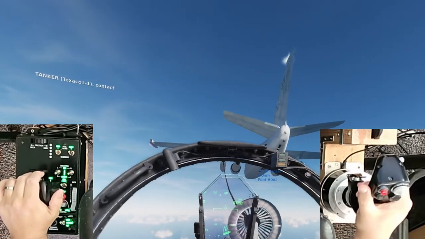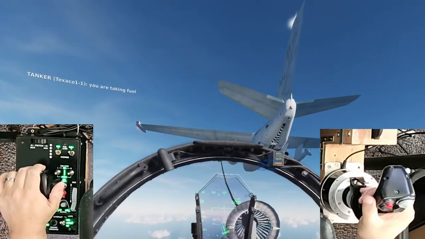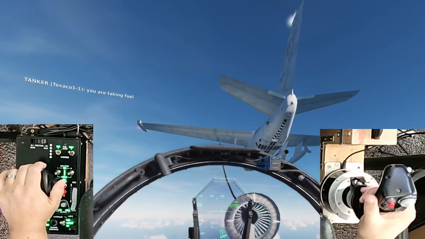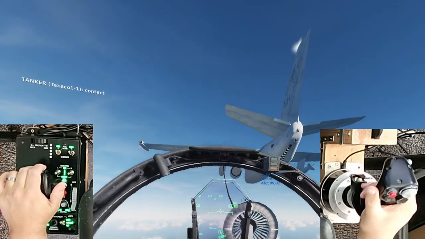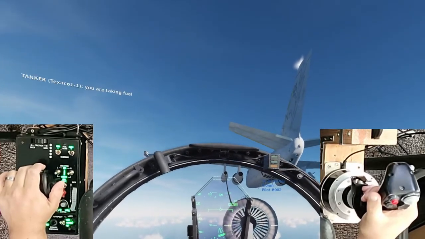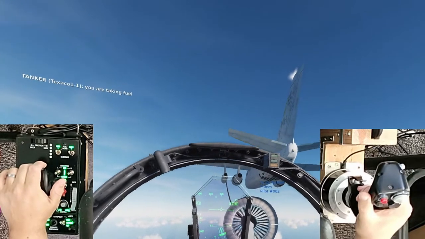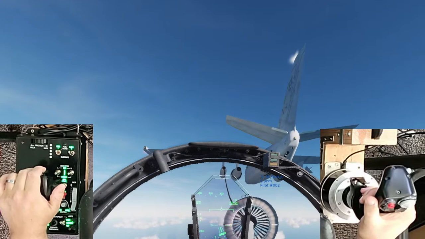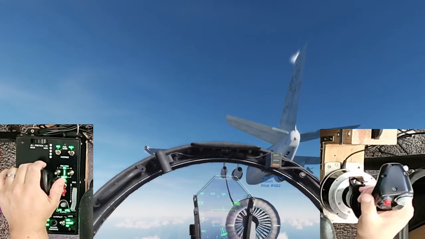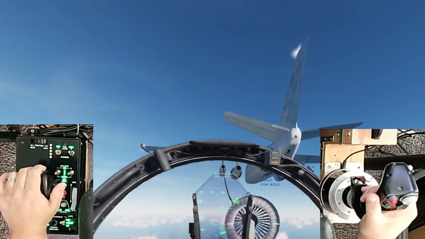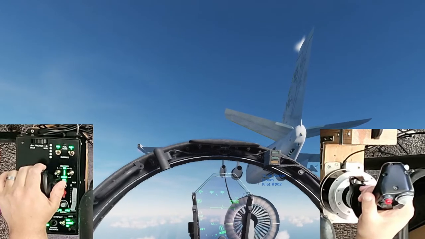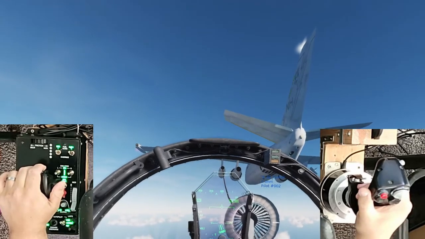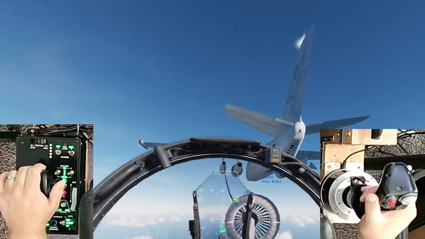Contact. And connected. You're taking fuel. Don't worry about that additional contact. I've noticed that it does that sometimes, even if you're firmly in the basket. I begin flying the spot and settle in to refuel. Nice small movements, constantly cycling throttle, just a tiny bit to stay in position.